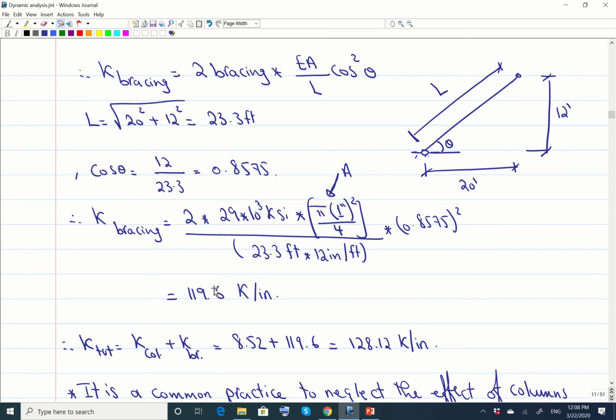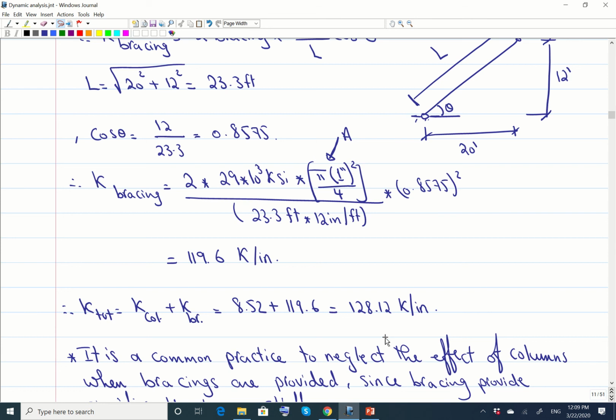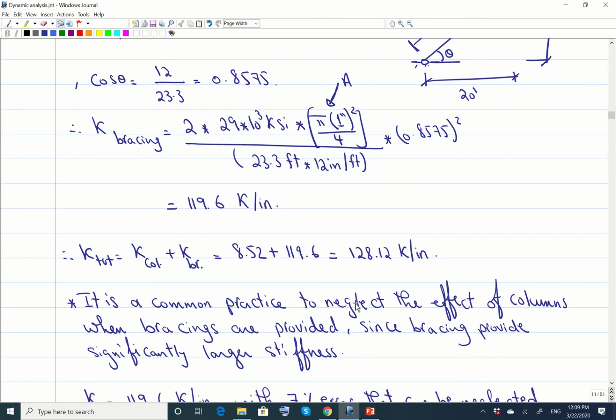That's very big compared to the stiffness that we got from the columns. So over here, the total stiffness that comes from the column is 8.52, that comes from the bracing is 119.6, so overall the stiffness is 128.19 kips per inch. Now, if you compare those two numbers, the K that comes from the bracing is 119, while that which comes from the columns is 8.52. So the columns' contribution is about just 7%.